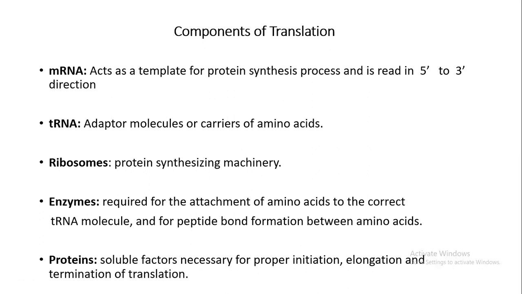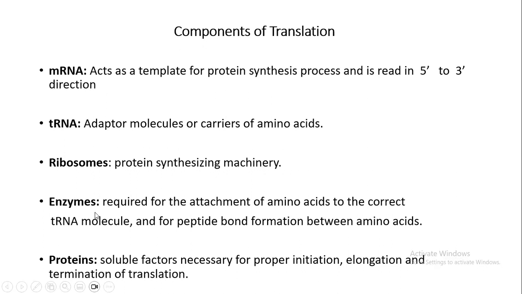So in this slide, we are going to discuss the different components that are required for the translation process. Firstly, messenger RNA, which is basically the template for the protein synthesis process, and it is read in 5' to 3' direction by the protein synthesizing machinery. Next are transfer RNA molecules. These basically act as adapters or carriers for amino acids during the protein synthesis process. The next component is ribosomes, which are the actual protein synthesizing machinery.